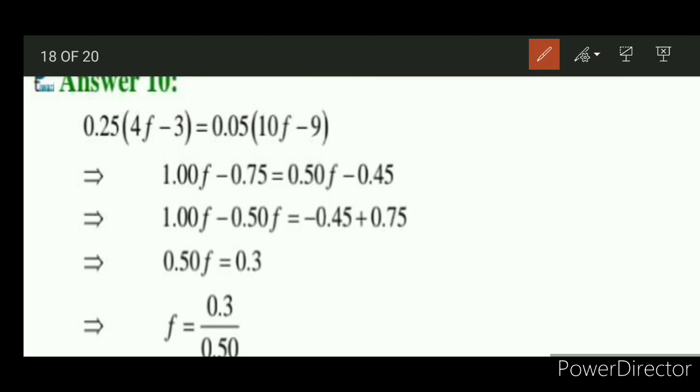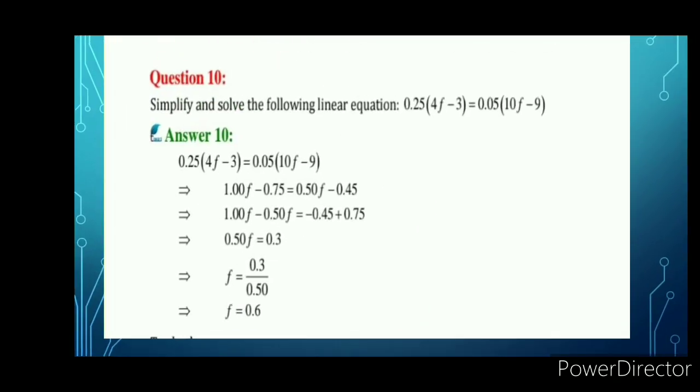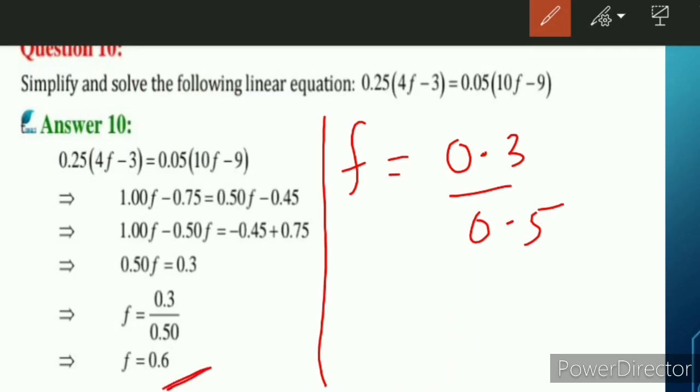Next, the same: these two are multiplied by 0.05 and you will get this. Next step, they shifted the variable term and the number term. We will get this step. After that, subtracted: 1 minus 0.5 gives 0.5. If you subtract these two, you will get 0.3. Next, the last step: 0.3 by 0.5 equals 0.6. How did we get this 0.6? This 0 I didn't take, it is not necessary. 0.3 by 0.5.